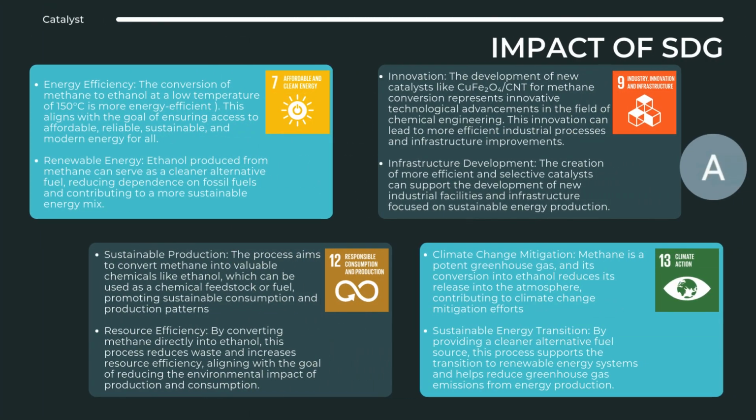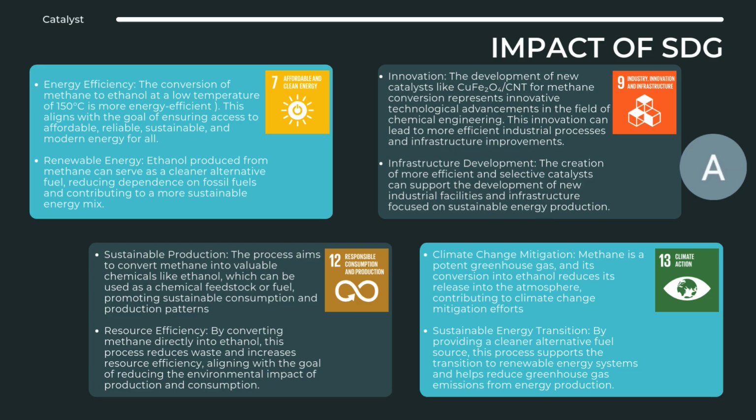So these are the SDGs that are relevant to our mini plant design and reaction processes. The first SDG is SDG 7, which is affordable and clean energy, which shows the energy efficiency. The conversion of methane to ethanol at a low temperature of 150 degrees Celsius is more energy efficient. This aligns with the goal of ensuring access to affordable, reliable, sustainable, and modern energy for all. In energy renewable perspective, the ethanol produced from methane can serve as a cleaner alternative fuel, reducing dependence on fossil fuels and contributing to a more sustainable energy mix.